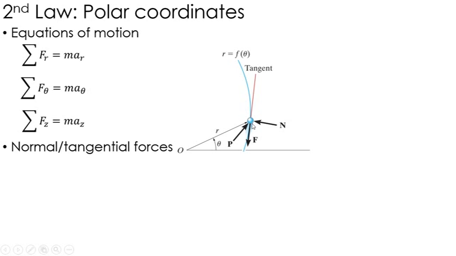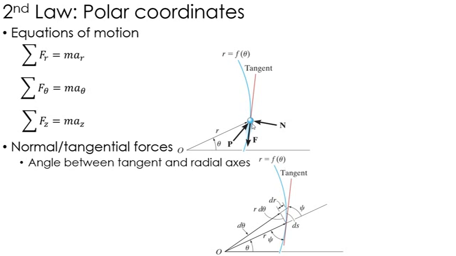Now, when I draw my free body diagram, the angle between my tangent axis and my radial axis becomes important. Knowing the angle between these normal and tangential forces with the r and theta axes that I know my acceleration to be. So again, this red line is my tangent axis. This line extending right here is my radial axis. So I'm finding the angle between the radial axis and the tangential axis.